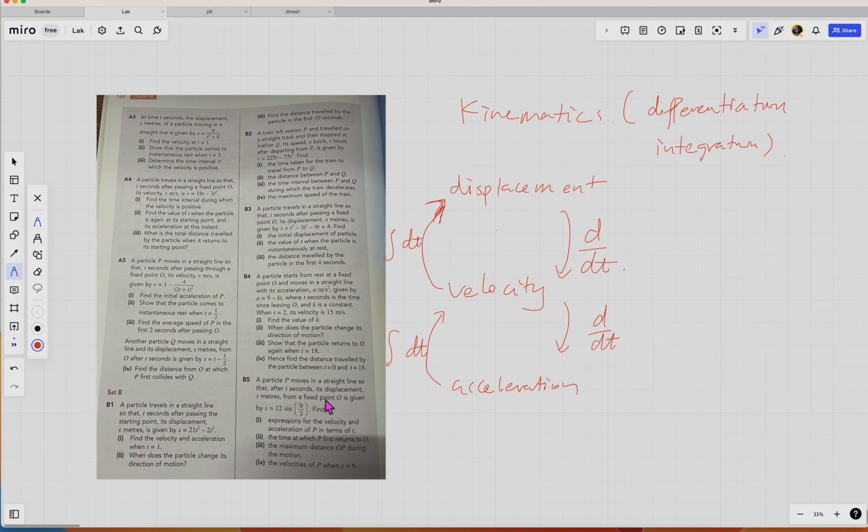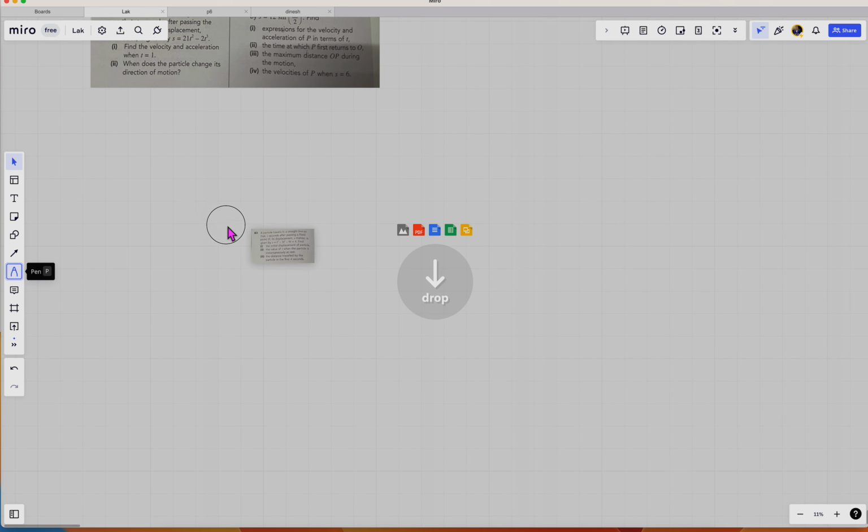Okay, so let's try out one question. This is the main concept. Let's do B3. I just need this part.